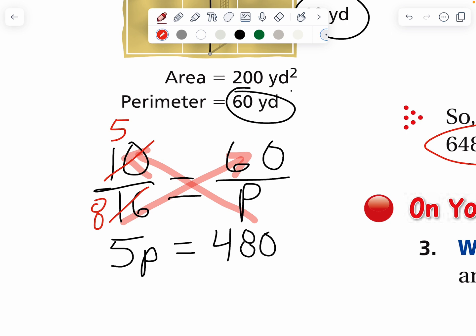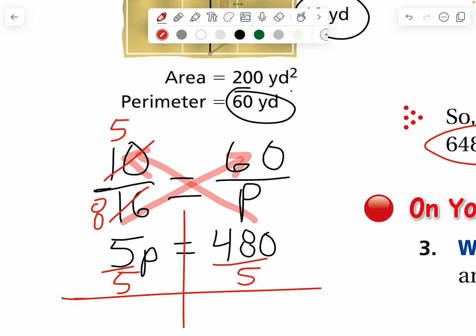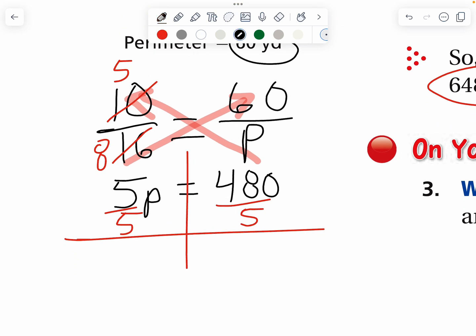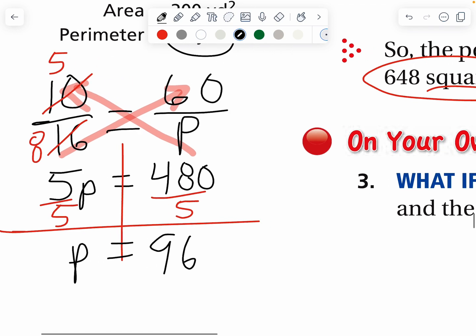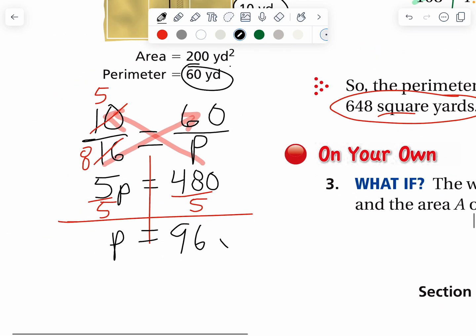480, you're going to divide by 5, scale line. Divide by 5. Divide by 5. Step line. It's going to give you P, the perimeter. 480 divided by 5 is 96. So it should be 96 yards. And it's just straight up, because we didn't have to square anything. It wasn't area, it was perimeter.